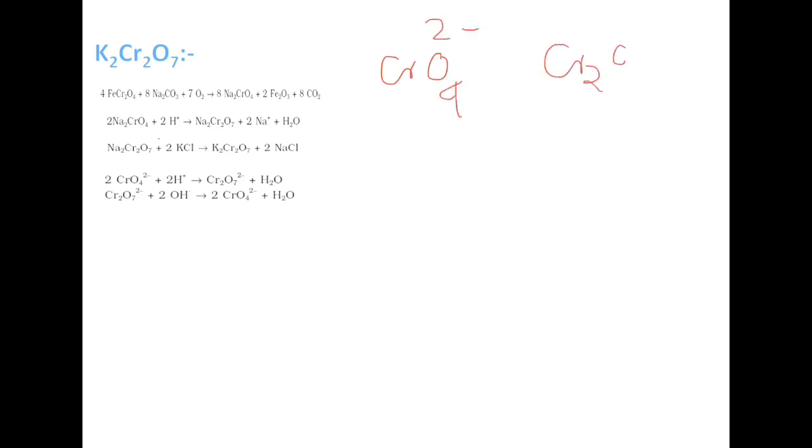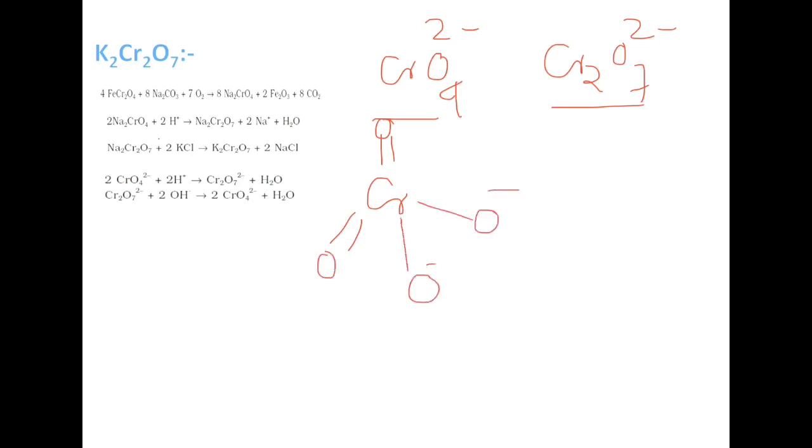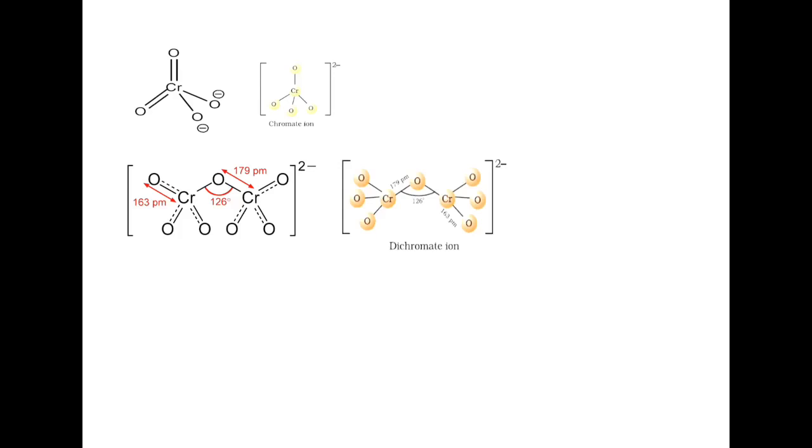Then the structure of chromate and dichromate. Actually, they have sp3 hybridization. The structure is tetrahedral around chromium. So this is the structure of a chromate. Look at here, the structure of a chromate.